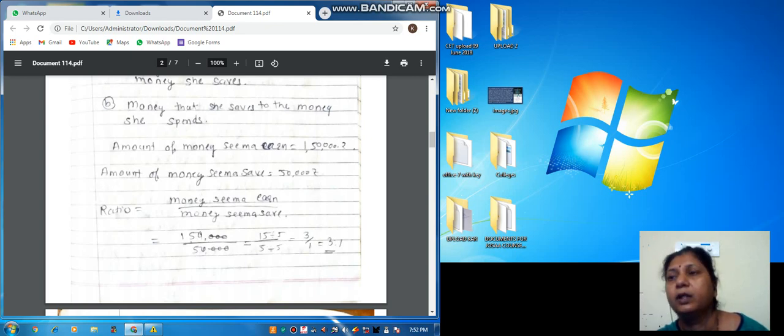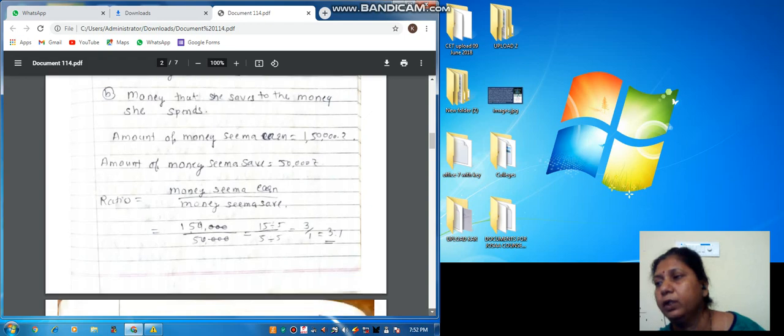Okay, now see here the ratio. The amount Seema earns 1,50,000. The amount Seema saves 50,000. The zeros will be cancelled. If we divide 15 and 5 by 5, we get 3 upon 1. That is 3 as to 1. Okay. Next.